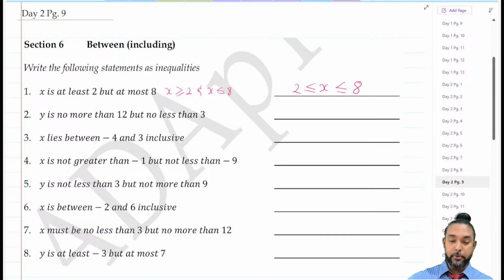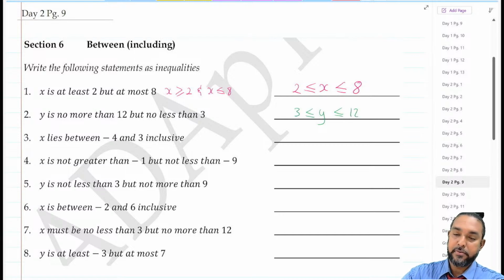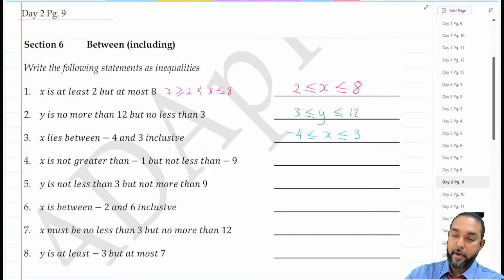Right. Let's organize this. Y is no more than 12, so it's less than or equal to 12, but no less than 3, so y is greater than or equal to 3. X lies between -4 and positive 3 inclusive, so it means it's greater than or equal to minus 4, but less than or equal to 3.